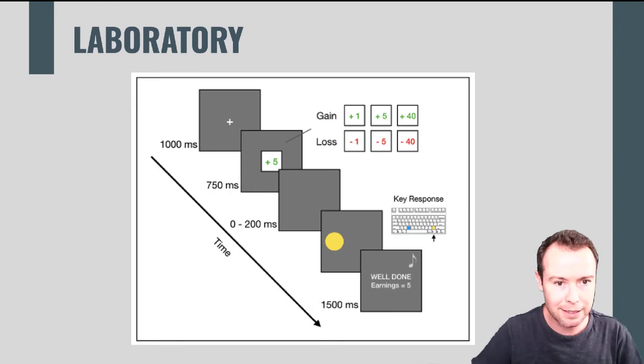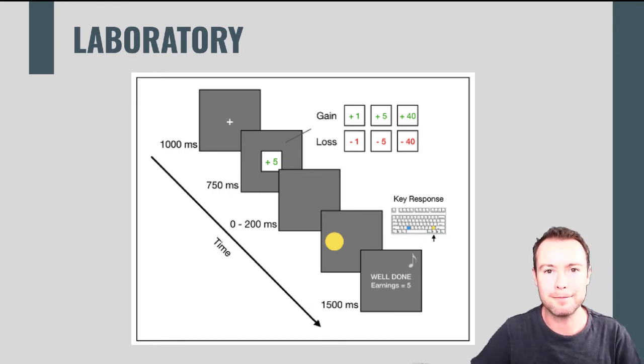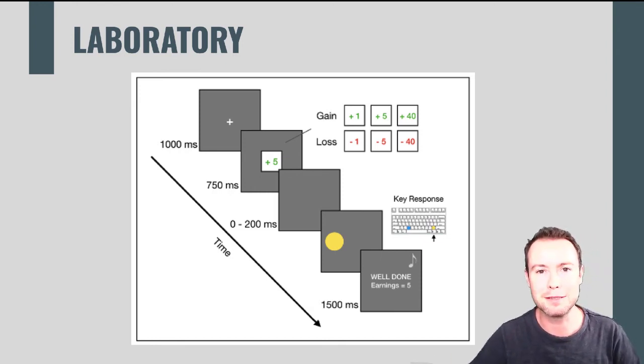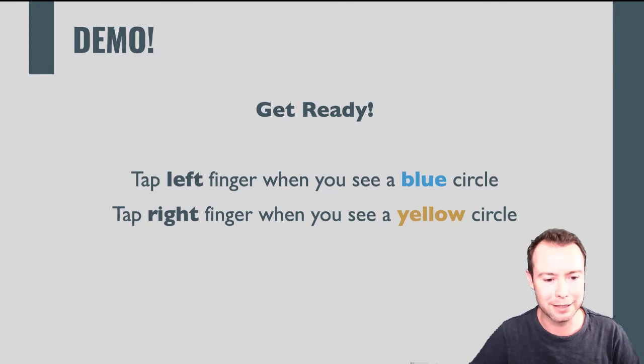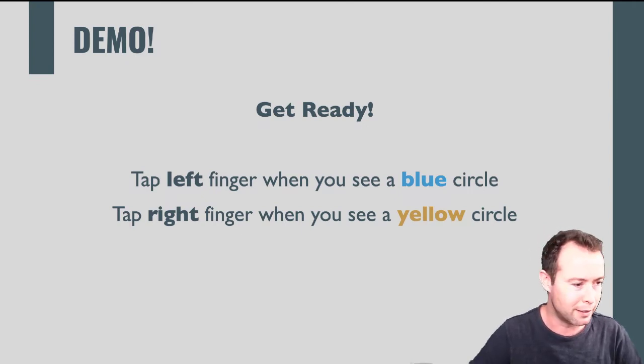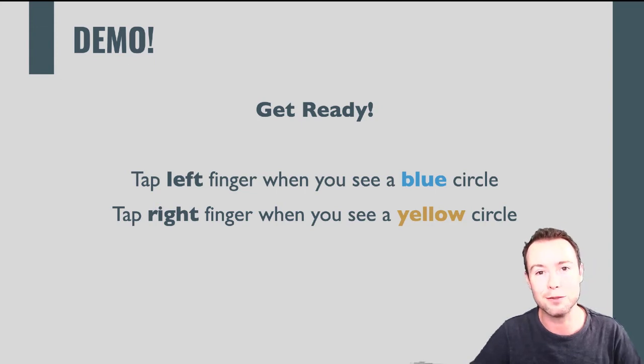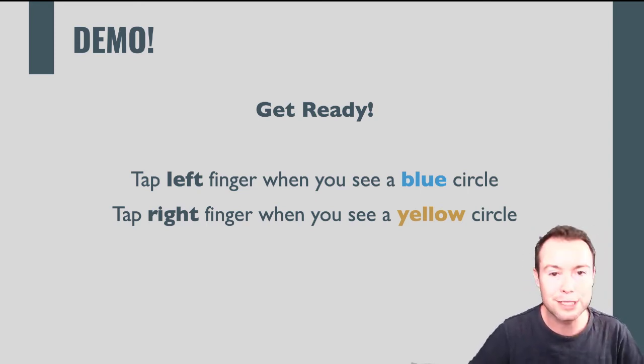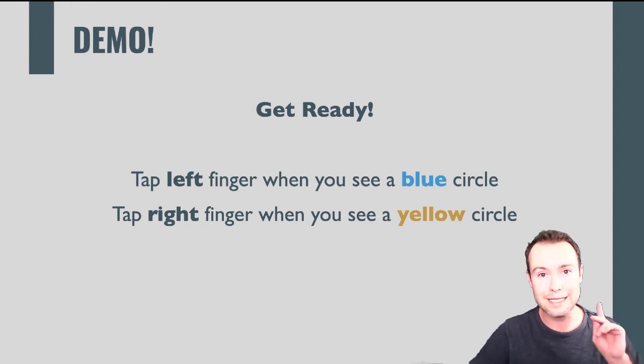So let's see an example. Whenever I explain these, it always seems very theoretical and might be hard to understand. If we see an example, you can get a better flavour of what is actually going on, and which trials you find easy and which you find a bit more challenging. So I'm going to give you a few circles that appear on the screen coming up here. Every time that you see a blue circle, I want you to tap your left finger as quickly as possible.